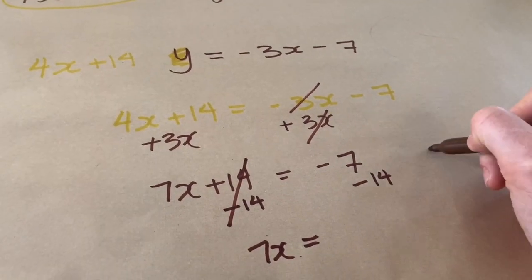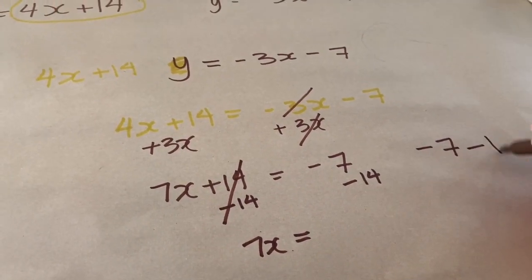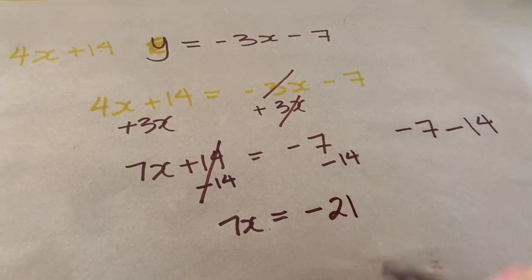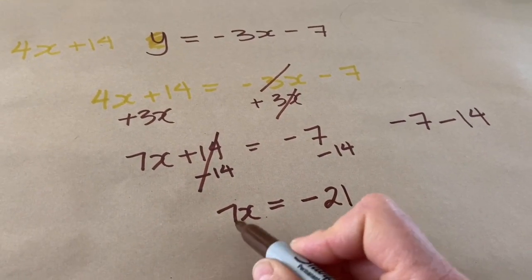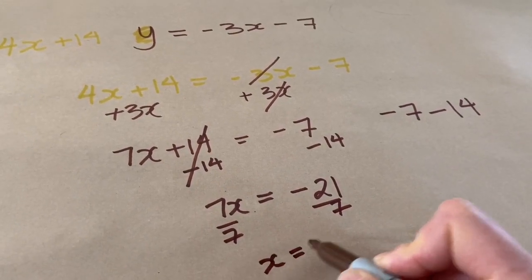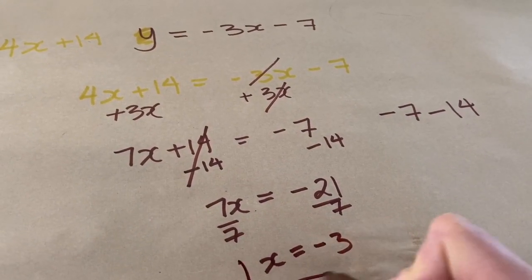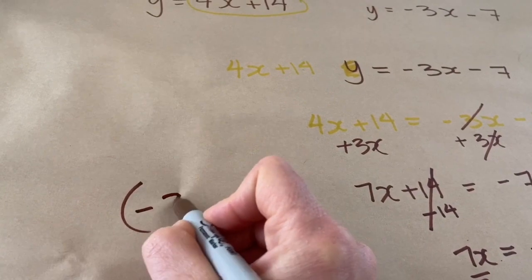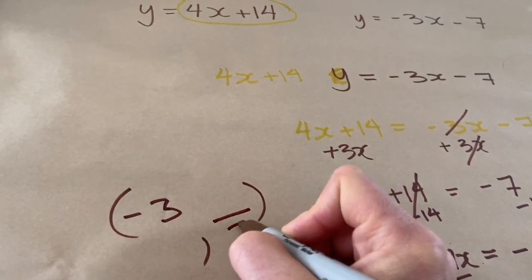You might need to use your calculator for that. Negative 7 subtract 14, it's going to be equal to negative 21. And now we're going to divide by 7, and x is equal to minus 3. So that means that if I were to find the intersection point, the x of the intersection point should be minus 3, and we want to find the y.